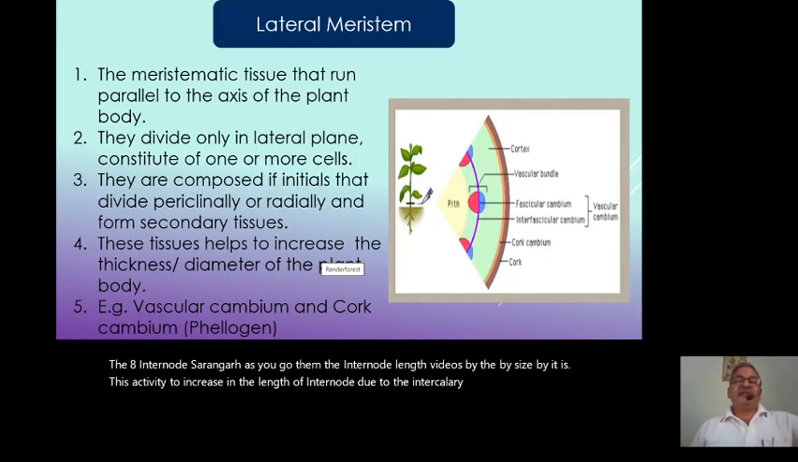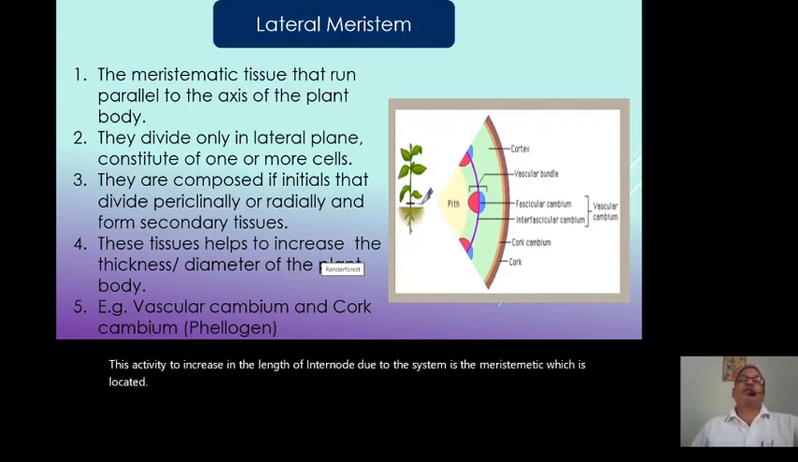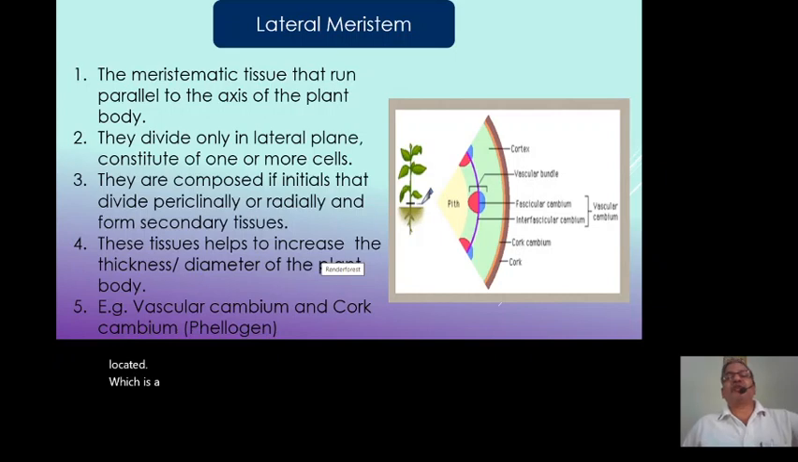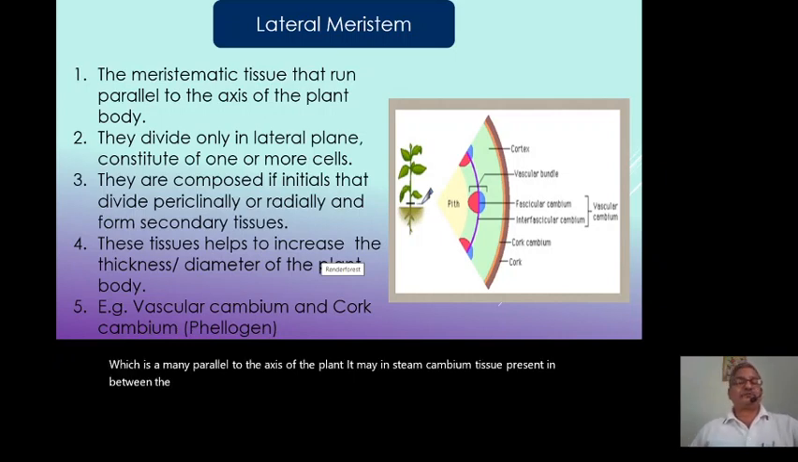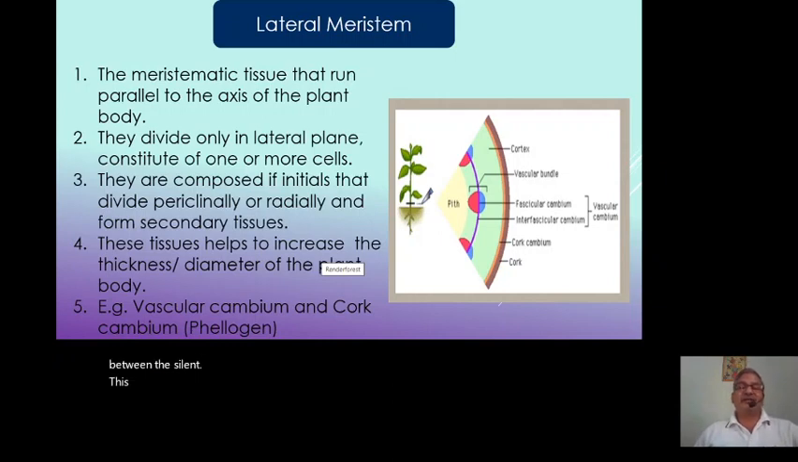The lateral meristem is the meristem which is running parallel to the axis of the plant body. It may be in the stem as well as in the root system. There is a cambium tissue present in between the xylem and phloem of a vascular bundle. This cambium is nothing but the lateral meristem.